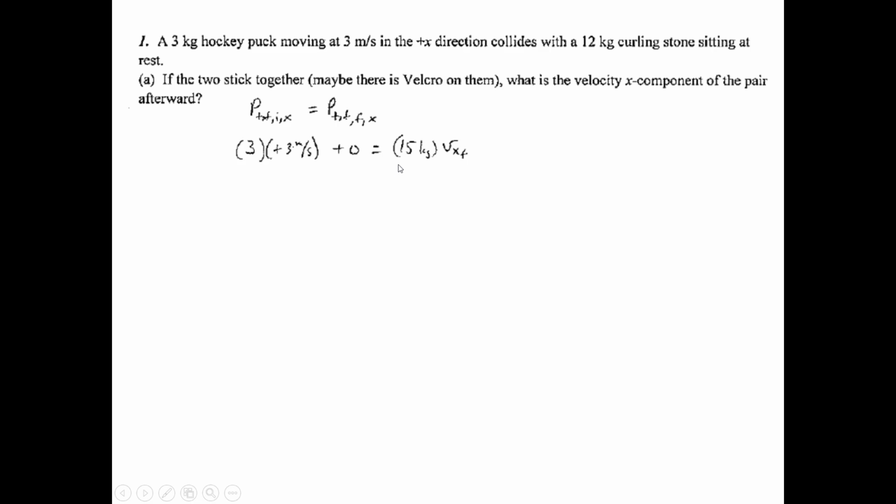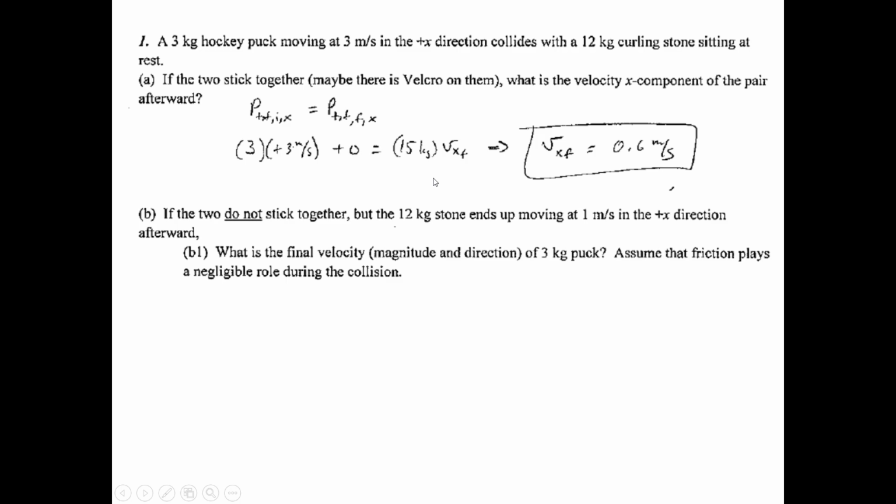The stone initially has 0 x momentum because it's not moving at all. And then for the total final momentum, we can treat this as one combined object. It's going to be moving as a single object because they stuck together with that Velcro. And that means there's a single object of mass 15 kilograms, moving with an unknown final velocity, Vx final. So the total momentum in the final state only has one term because there's only one object moving. They stuck together. And if we use that to solve for Vx final, we get Vx final as 0.6 meters per second. So it's moving much slower than the puck was moving originally.